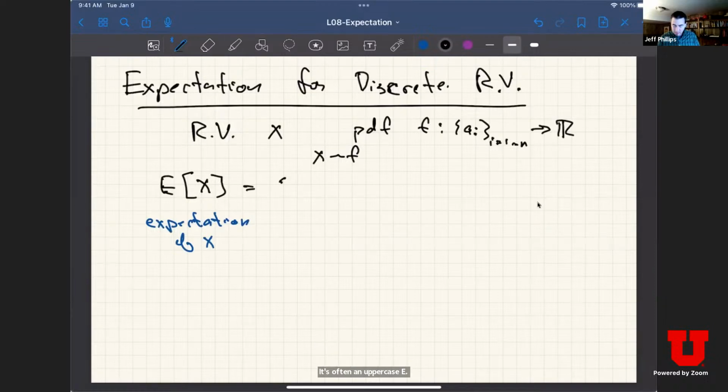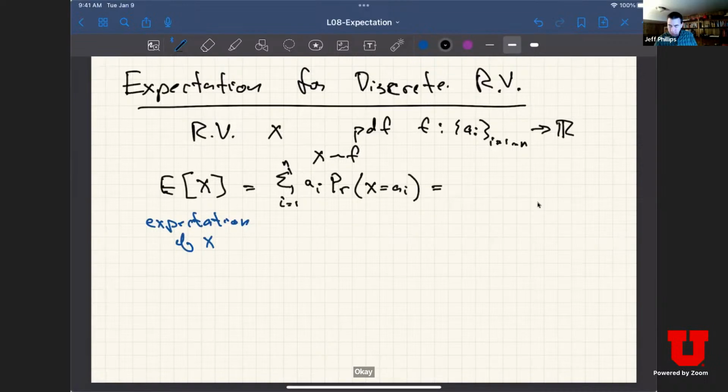Okay, and this is just the sum. Let me make sure I write this clearly. This is a sum over all values i that the random variable can take. Let's say from 1 to n, there are n possible values it can take. I take this random value, and I multiply this value that the random variable can take times the probability that x, the random variable, takes on this value.